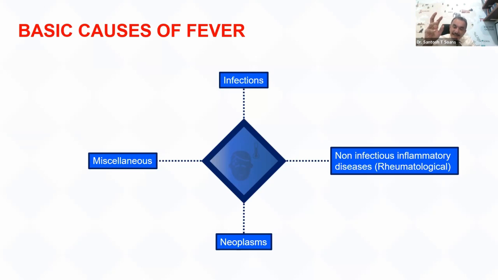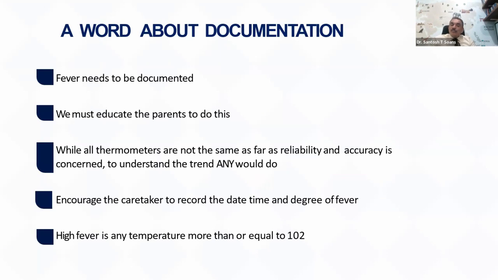There can be neoplasms like cancers causing fever, non-infectious inflammatory causes, and miscellaneous causes like periodic fever, or heat stroke. These are the 4th type. If you know this, you just have to look at these 4 things, and almost 70% of it is caused by infection. So it's very important for us to document, because fever needs to be documented.